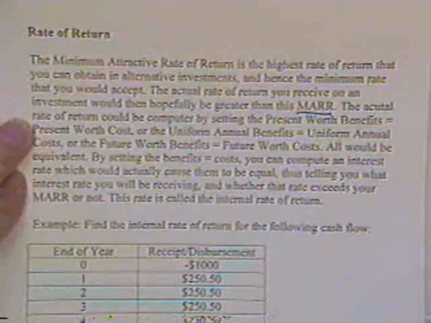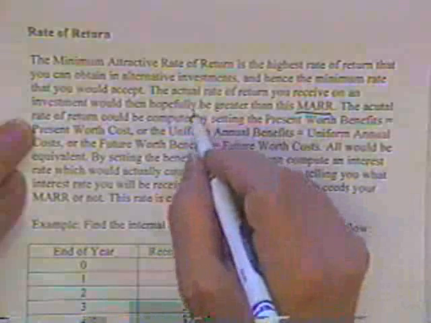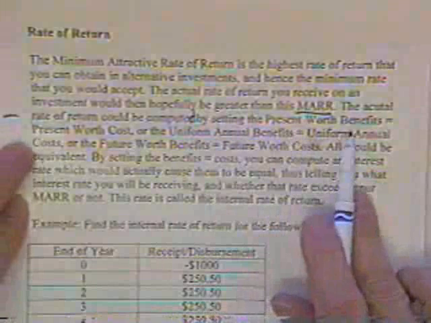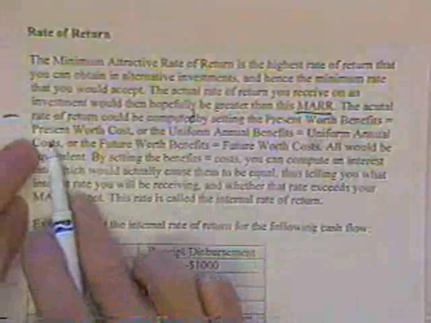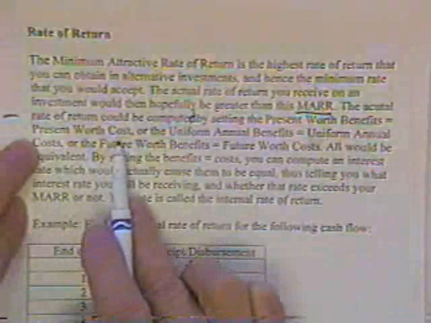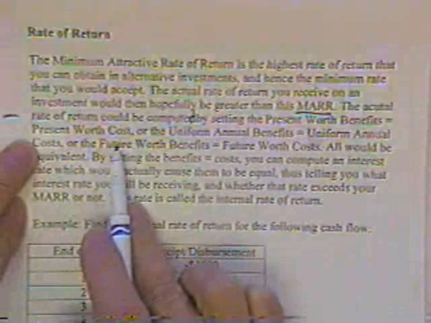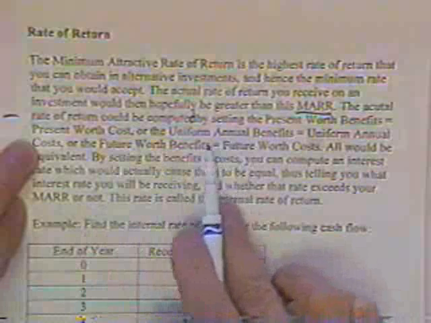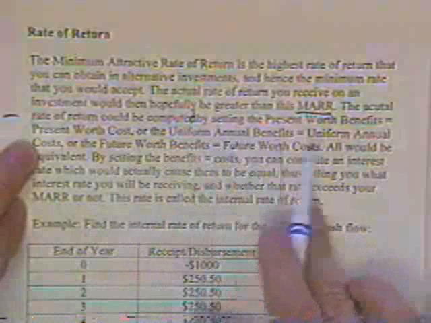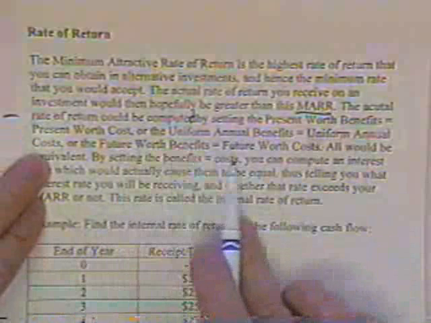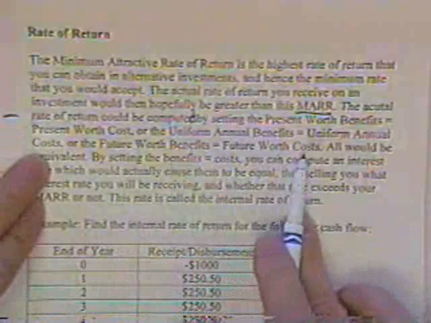The actual rate of return could be computed by setting the present worth of the benefits equal to the present worth of the cost. I'll show you how in a minute, and seeing what the rate would be under those conditions. You could also set the annual benefits equal to the annual cost, so the future worth of the benefits to the future worth of the costs.